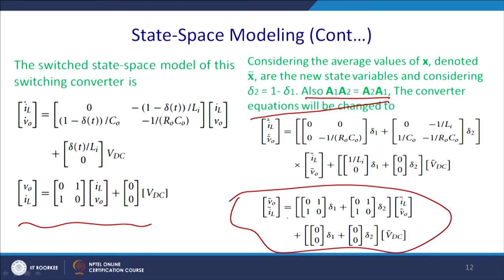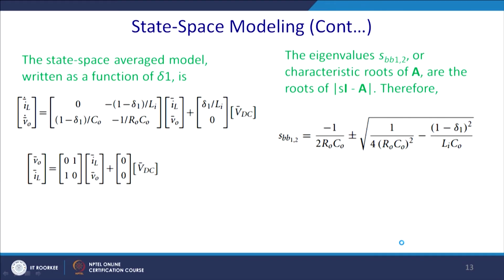So, V0 by L equal to this delta 1 plus delta 2, that is A1, this is A2, thereafter this is B1, this is B2. So, similarly C1 and C2. So, this is the x dot equal to Ax plus Bu total form.